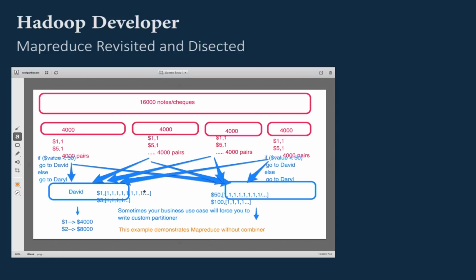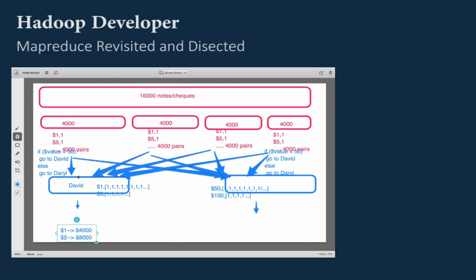So that's why what you see is you get $1, 1, 1, 1, 1 for everything. This is how it works without a combiner. Now let's look at what happens when a combiner is introduced. If a combiner was introduced, the whole thing remains completely the same.